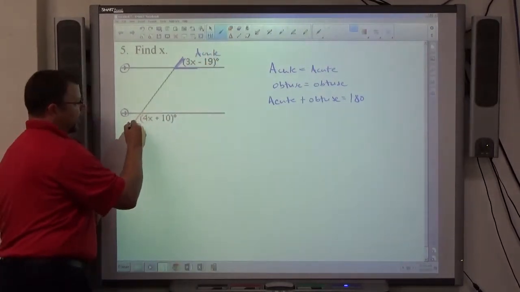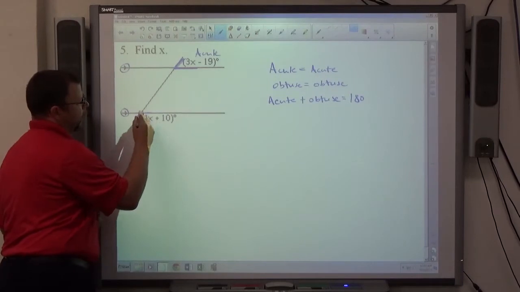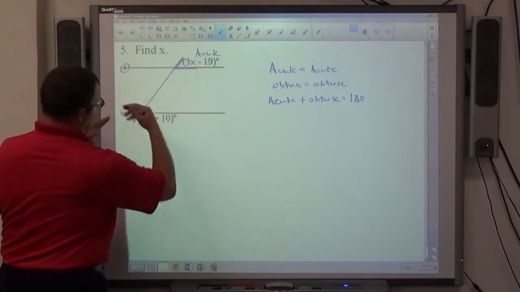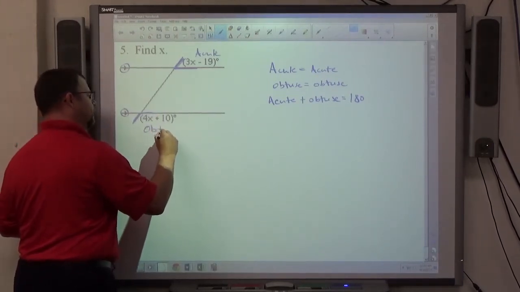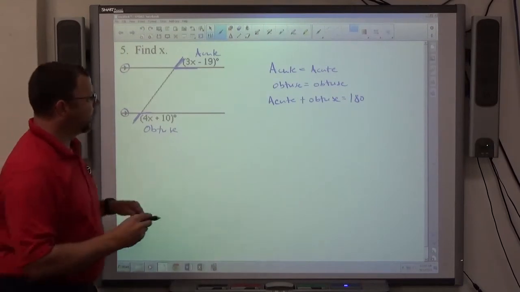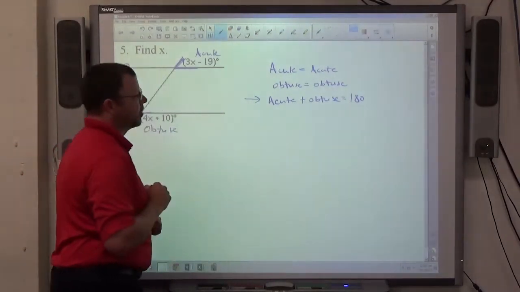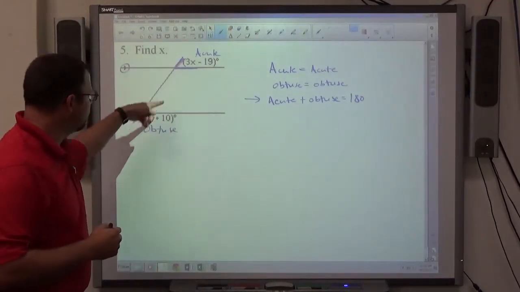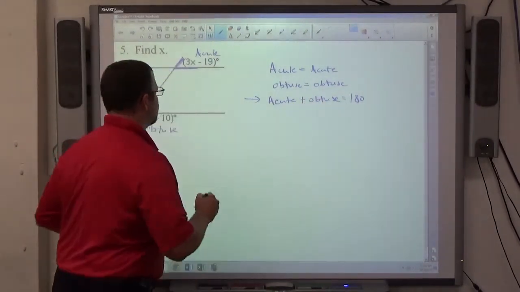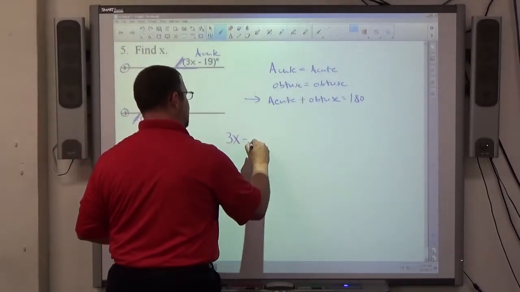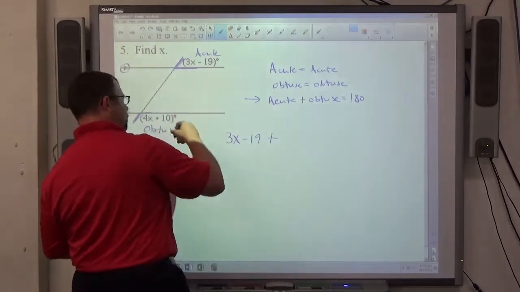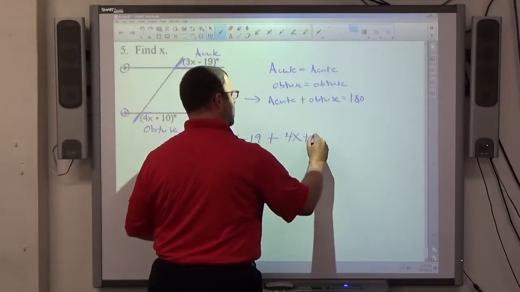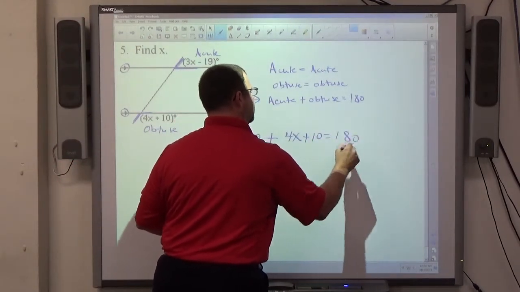This angle, on the other hand, is right here. It opens up much wider than 90 degrees. That makes it obtuse. And the rule that I'm going to apply here says an acute plus an obtuse equals 180. So I'm just going to take these measures, add them up to 180. So acute, 3x minus 19 plus obtuse, 4x plus 10 equals 180.